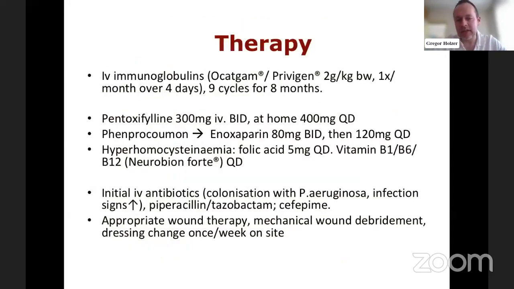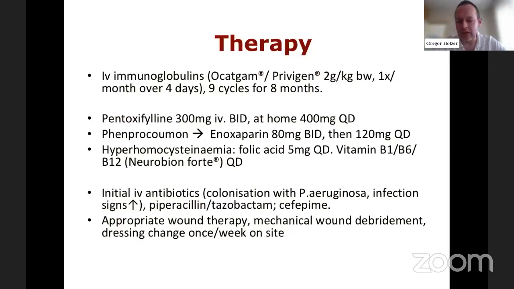What was the therapy? First of all, we changed the Marcumar to enoxaparin, a low molecular weight heparin, twice a day in the beginning, then once a day. As I will show you later with the photos, the situation didn't get better and it deteriorated. We also started IV immunoglobulins, and he received 9 cycles over 8 months. We also started pentoxifylline, 300 milligrams twice daily. And because he had hyperhomocysteinemia in the background, we gave him folic acid and vitamin B.